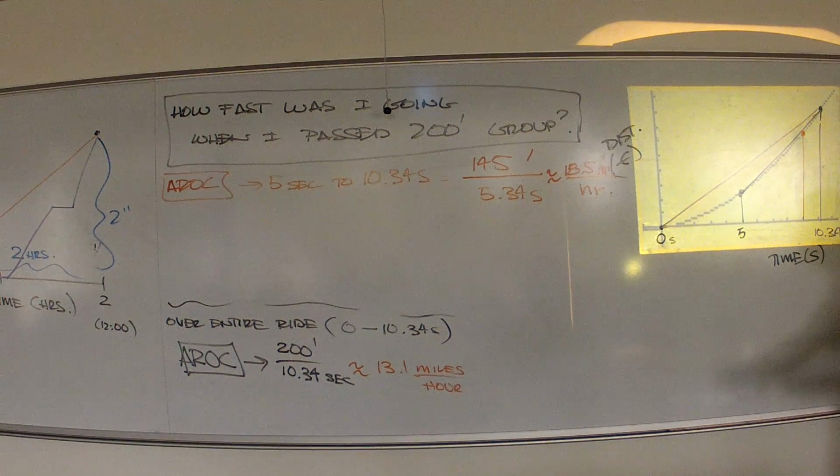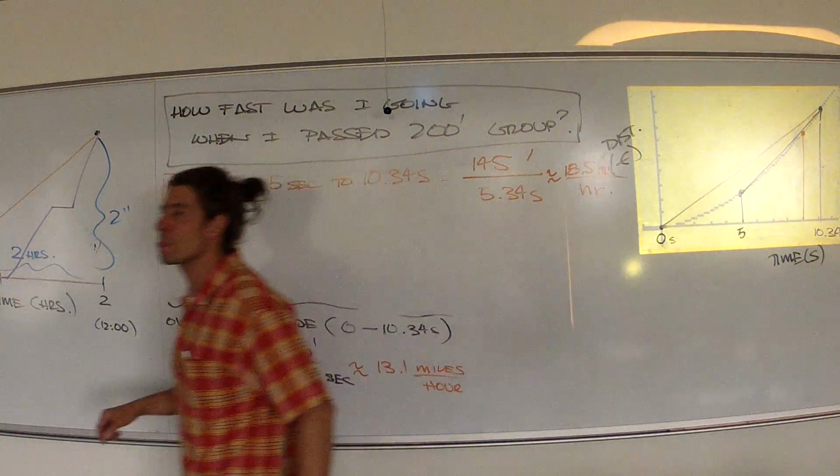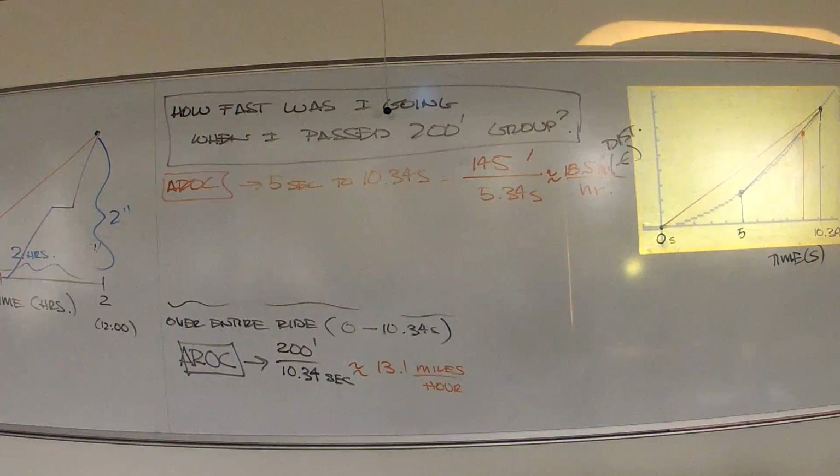Can you tell me why we can't just do, if speed is equal to distance over time, why can't I just use 200 divided by 10.34? Somebody answer Janaea's awesome question. Her question is this. If speed is just distance over time, why can't we just do 200 divided by 10.34 and convert that to miles per hour? Who wants to answer that question? It's a fantastic question. Tell me your name one more time.